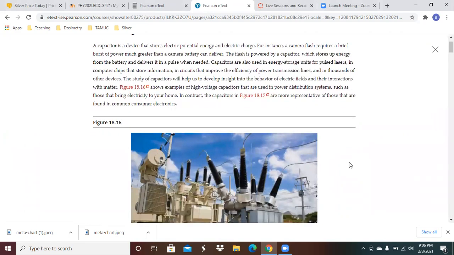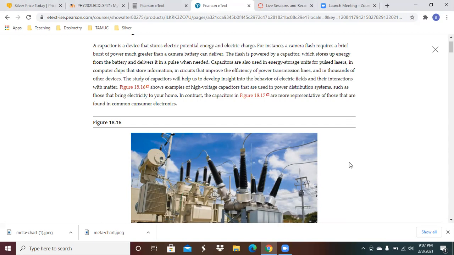So a capacitor is just going to be a device that stores electric potential energy and electric charge. A camera flash requires a brief burst of power much greater than the camera battery can deliver. That flash is going to be powered by a capacitor, which stores up energy from the battery and delivers it in a pulse when needed. Capacitors are also used in energy storage units for pulsed lasers, in computer chips that store information, circuits that improve the efficiency of power transmission lines, and thousands of other devices.